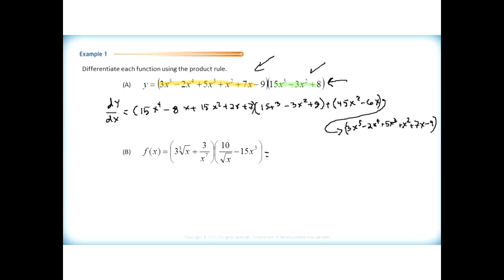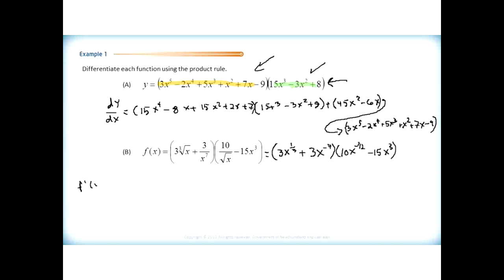Okay, so in my first set of parentheses or brackets there, I have 3 times the cube root of x, so we'll call that 3x to the power 1/3. And then plus 3 over x to the power 7, so we'll call that 3x to the power of negative 7. And then we'll multiply by 10 over the square root of x, which is 10x to the power of minus a half. And then we'll subtract 15x cubed. So what we have there is just a rewrite of the function f of x.